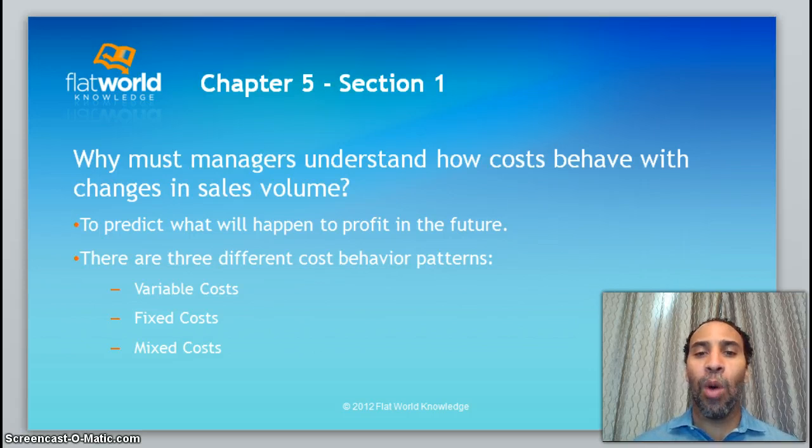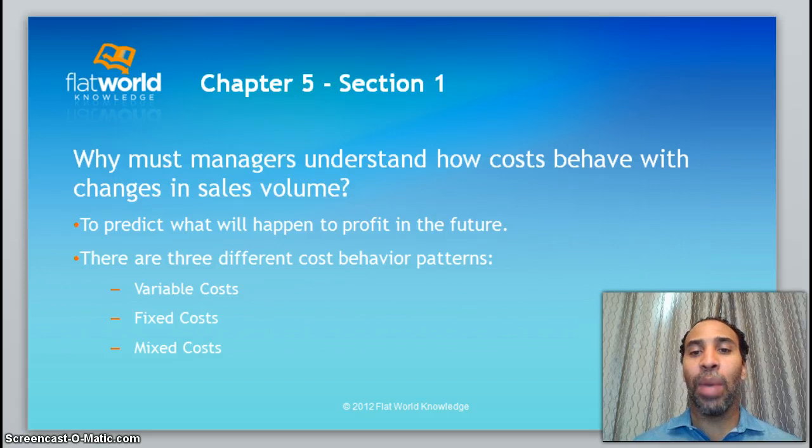So to predict what will happen to profit in the future, right? In order to predict what happens to profit, we have to definitely have a good grasp on what happens to our costs. Because if our profit is great from producing 100,000 widgets in building A, but then now we have building B, we're going to probably spend just as much for building B as building A, and it's going to cut into our profits.